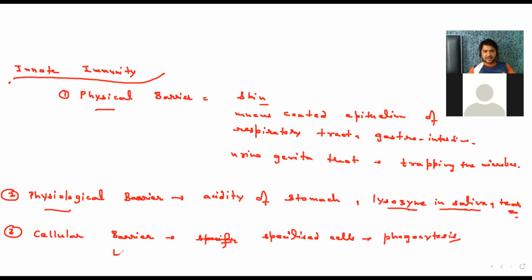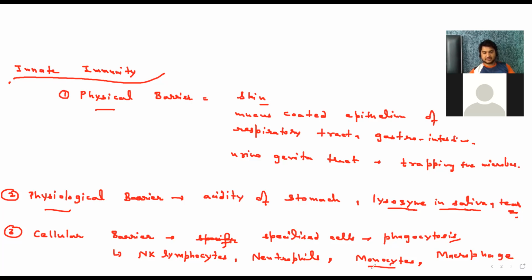So it is done by how many types of cells? You have to remember, the first one is the NK lymphocyte, which means natural killer lymphocytes. Second is the neutrophils. Neutrophil is a kind of WBC. And there is a monocyte. You can also say macrophage, which is also very good in phagocytosis. So macrophage, monocyte, neutrophils.